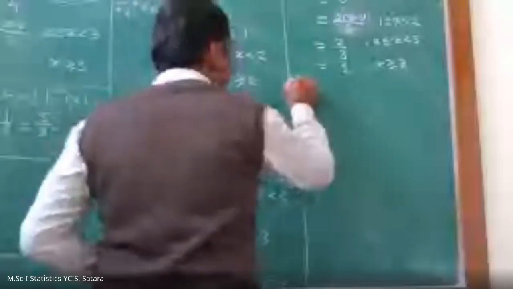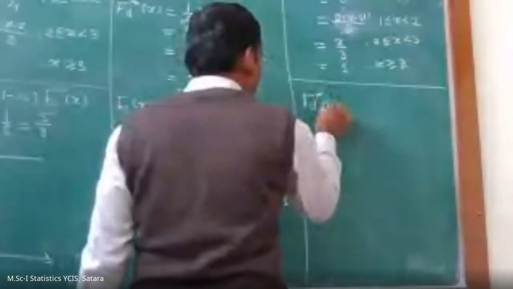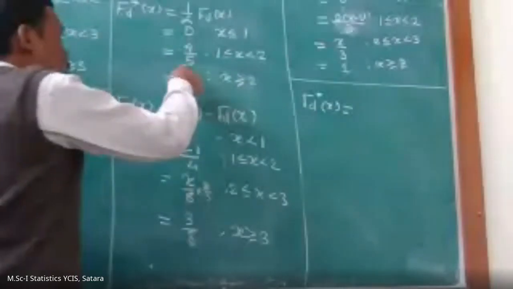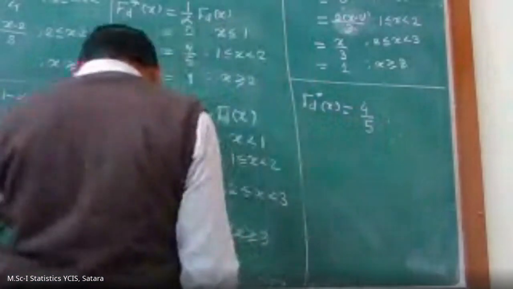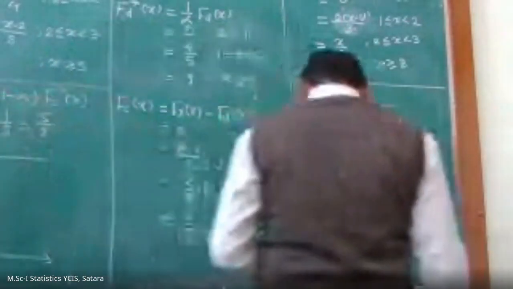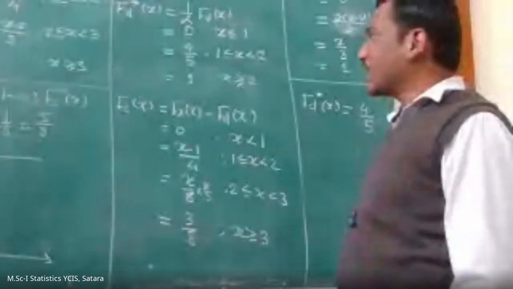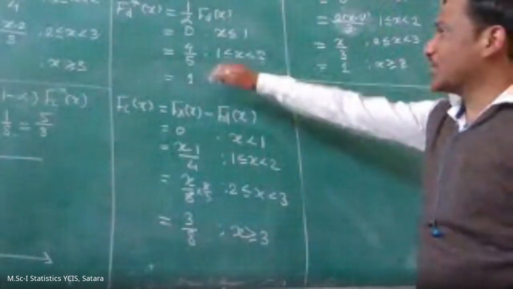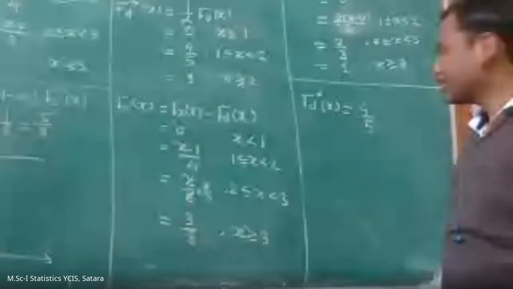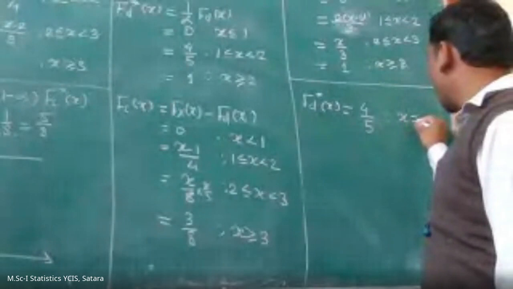Therefore, here we have to get the value of f_d star of x is equal to, for 1 to 2, here we have to get the value 4/5. If at x is equal to 1 the value किती आहे? x is equal to 1. If we substitute x is equal to 1, then we have to get the value 4/5. So therefore f_d star of x is equal to 4/5 for x is equal to 1 साठी.